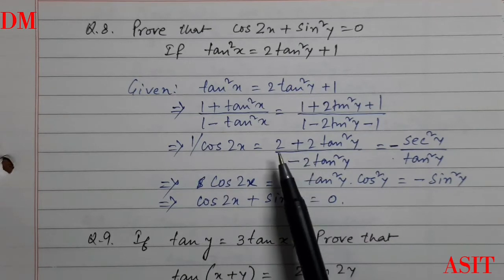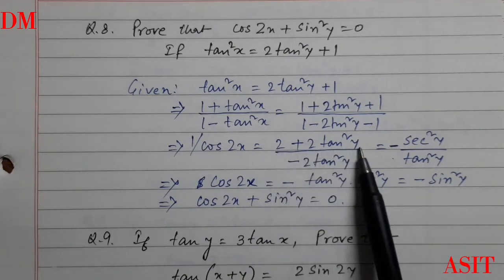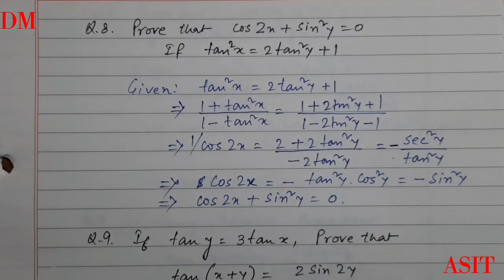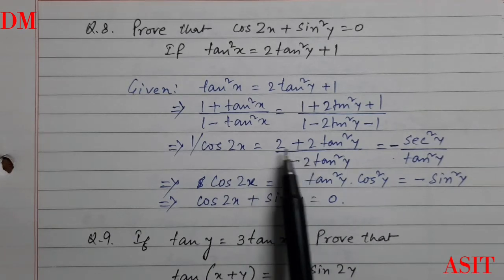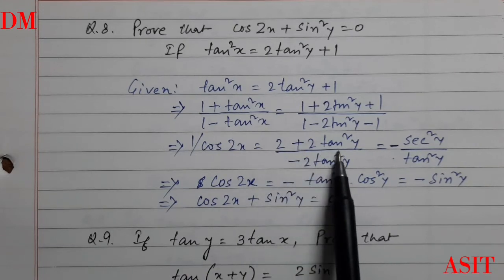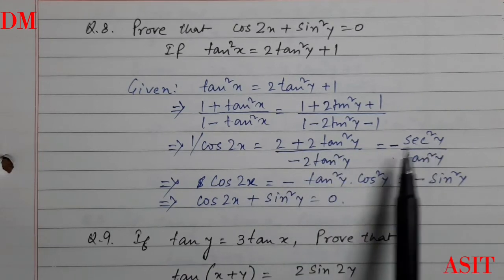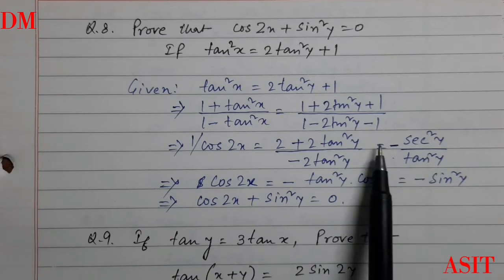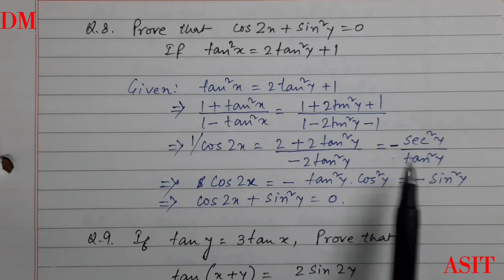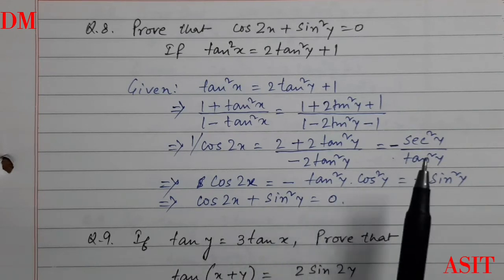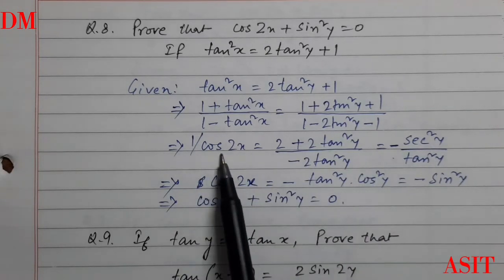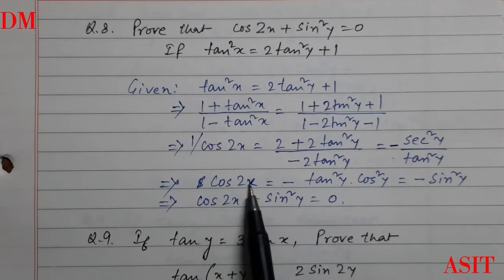And here we can see that it is 2 plus 2 tan square y by minus 2 tan square y. Now here we can take this 2 common and we can cancel this 2. So in the numerator it will be 1 plus tan square y, which equals secant square y, by tan square y, and there is a negative sign that will come here. Now secant square y by tan square y. Now we can just do the reciprocal here. So this will be cos 2x.